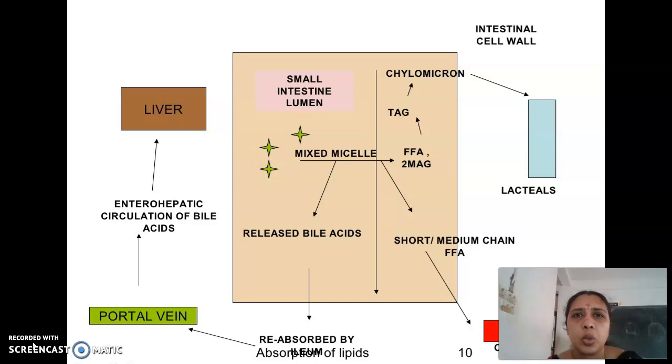I think in the last Google Meet, you were not able to get connected to me in a proper way. So I thought I'll summarize the digestion and absorption of lipids once again, and then we'll go into the metabolism. Okay. So I think you know what lipids are now.